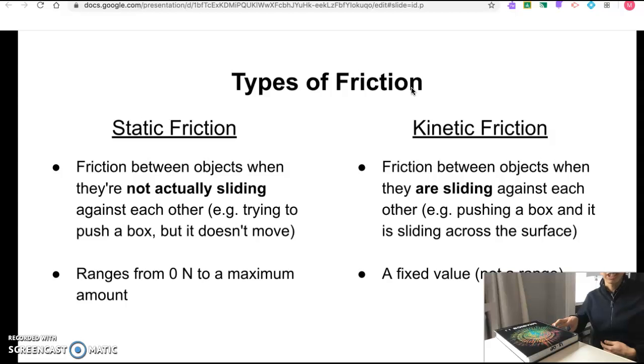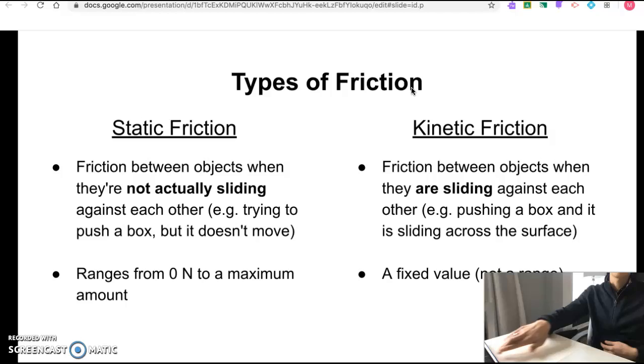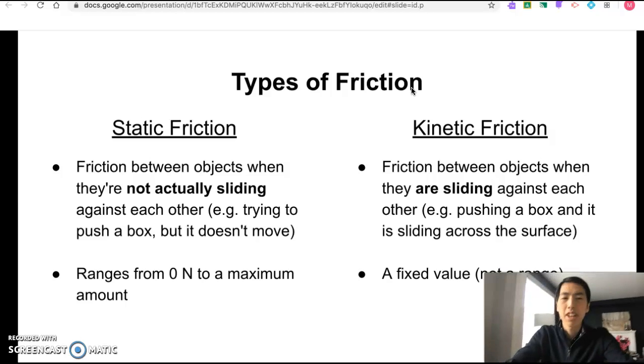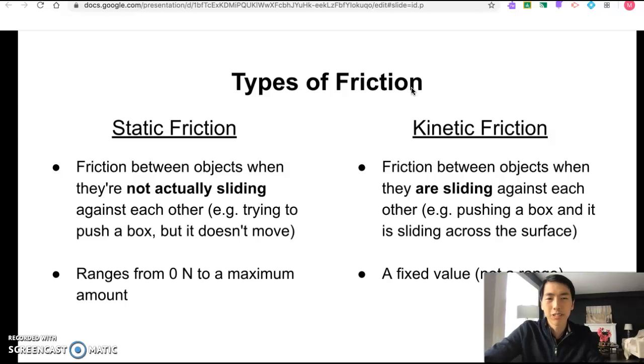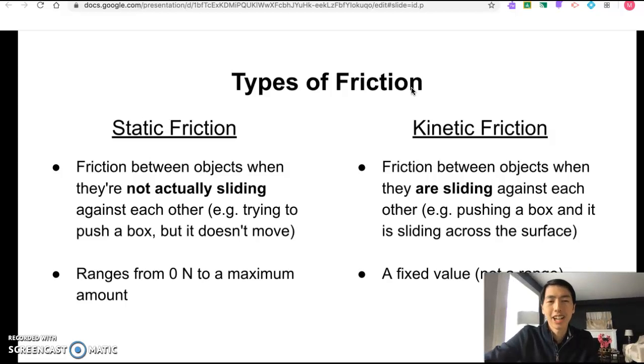However, if I push hard enough, then it does move. And as it's moving, there's still friction. There's still friction resisting that sliding. However, that friction has a different name now. It's going to be called kinetic friction because they are actually sliding on each other.